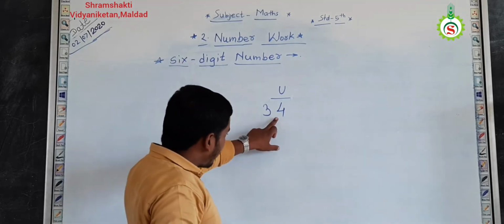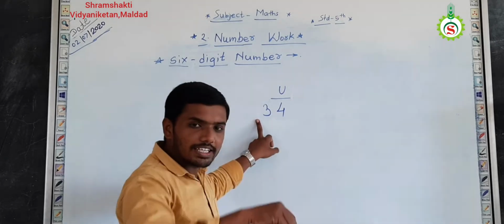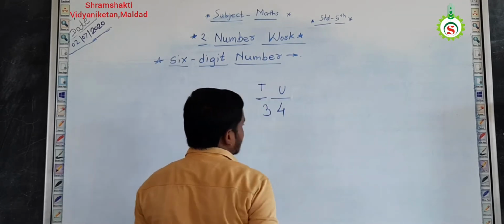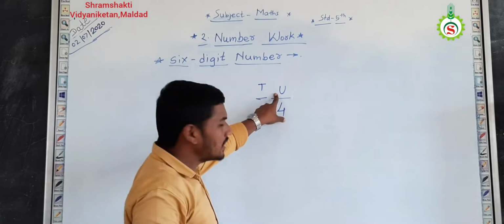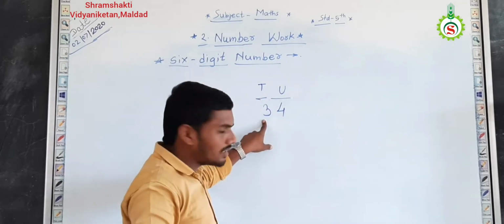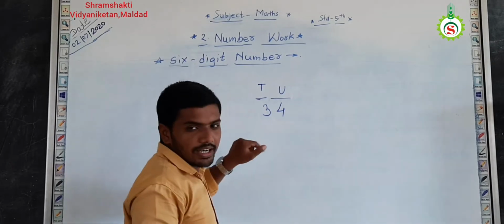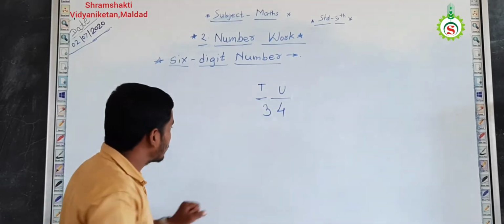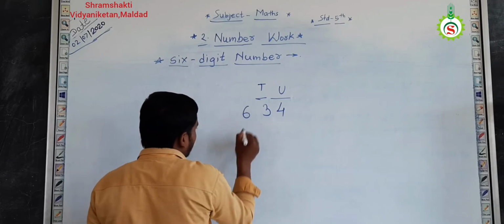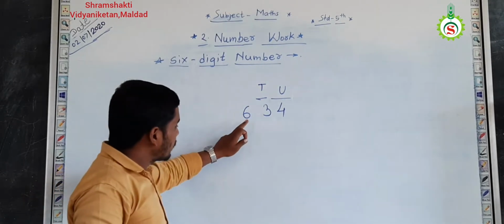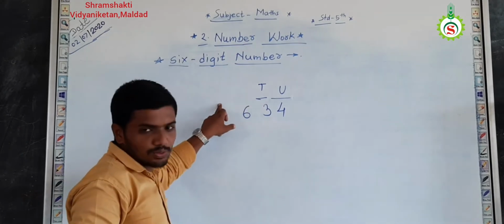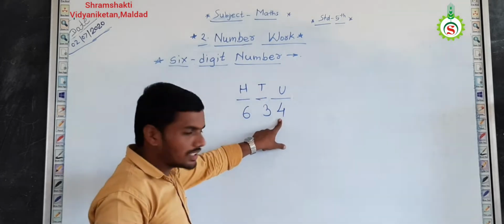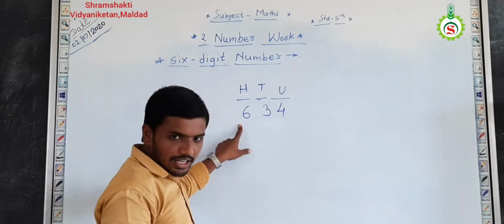Okay. So after the unit place, there will be another place. Which place is that? After the unit place, the tens place will come. That means 4 is at the unit place, and the next digit we write at the tens place. After the tens, again I want to add one more digit. Suppose I have written 6 here. After the tens, which place will come? That place is the hundreds place. That means first place is unit, then tens, after that hundreds.